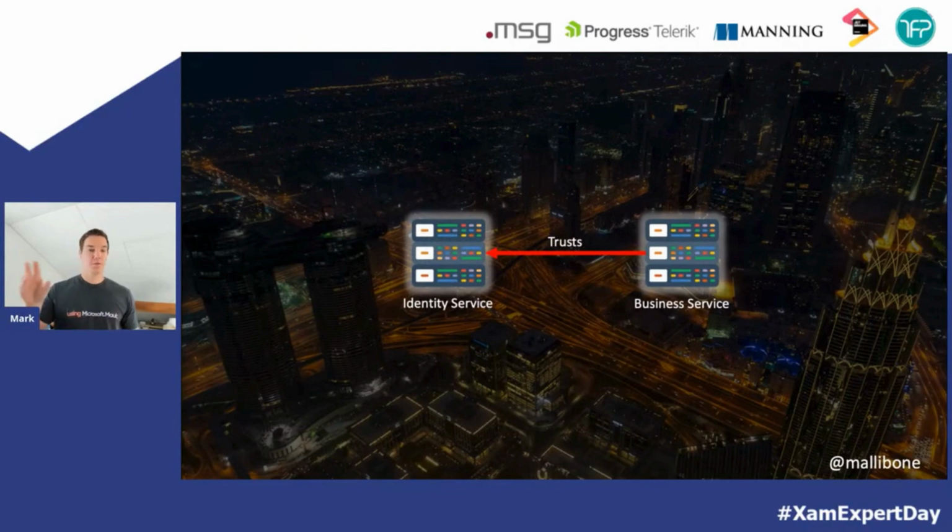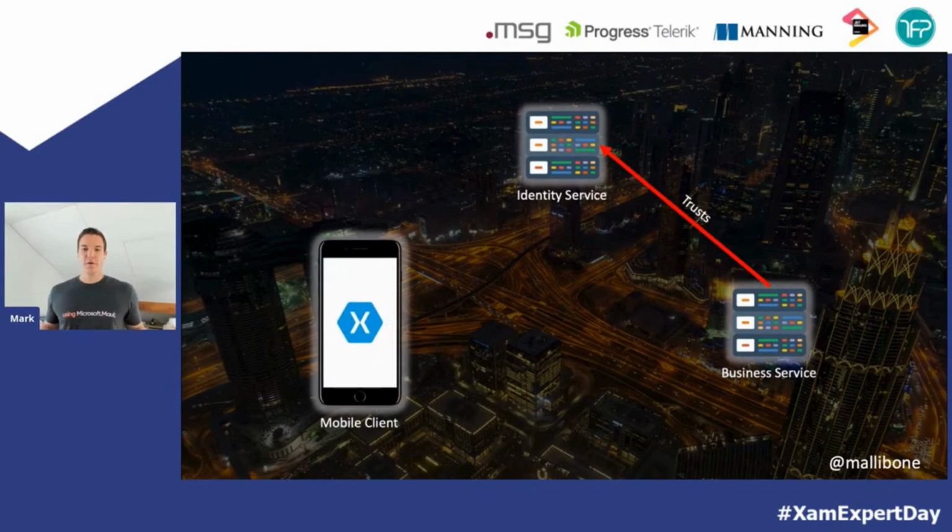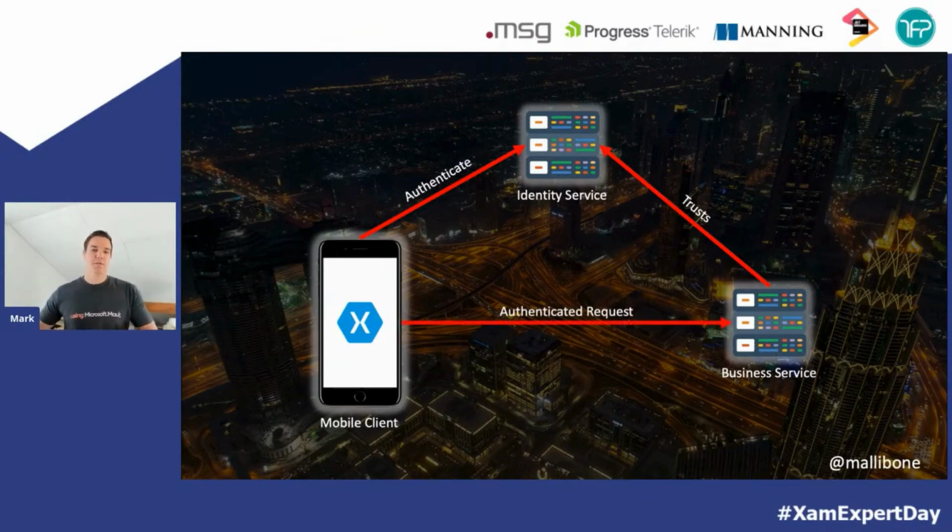And usually you use an identity service for that. And once you have that, you then connect your business service to it. And they say, hey, people that have been verified by this identity service, I'll trust them, I'll provide them services. And if we now have a mobile app coming into the game, and we'll be doing this later on, what we do is we authenticate, we get back some signed thingy, which we can then present and make an authenticated request, and then the server will give us the response.